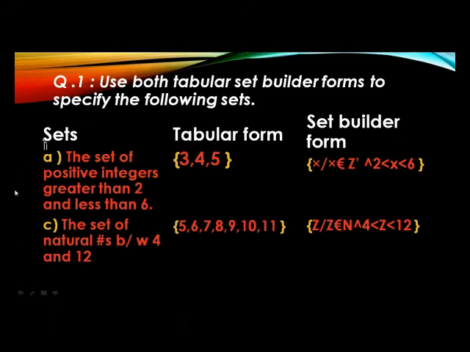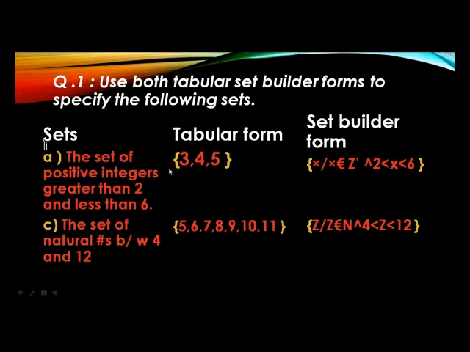This is question number 1 from exercise 1.1, in which we use both tabular and set builder forms to specify the following sets. I am taking here the two, that is set A and set C. The given set is the set of positive integers greater than 2 and less than 6.